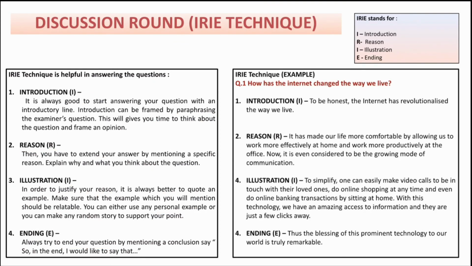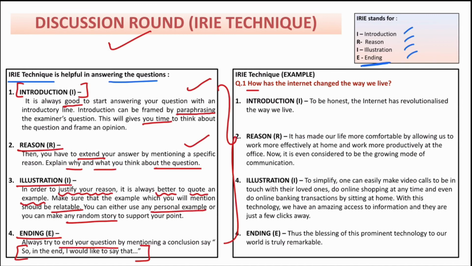So, here you can see the question I have given here is, how has the internet changed the way we live? So you can see here the introduction part, I have used the sentence, to be honest, the internet has revolutionized the way we live. This is the introduction of internet. So I've just picked up one word and I have framed an introductory line on that.